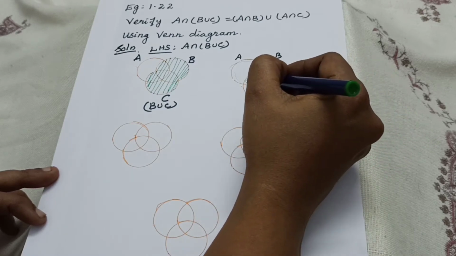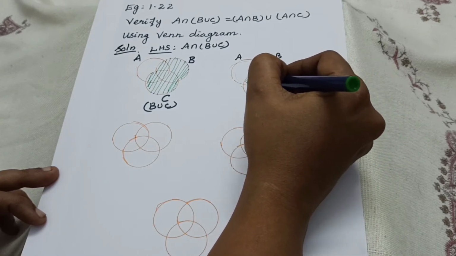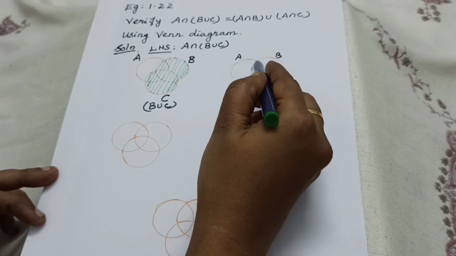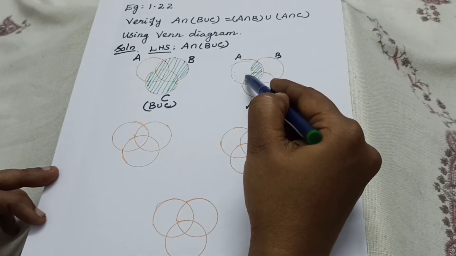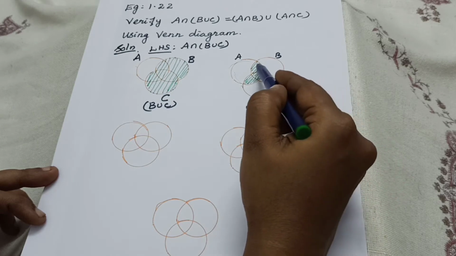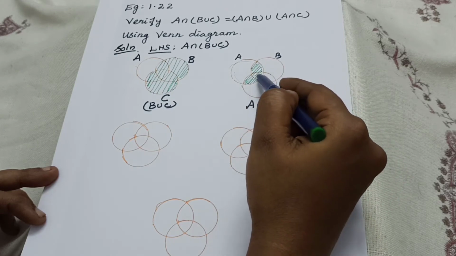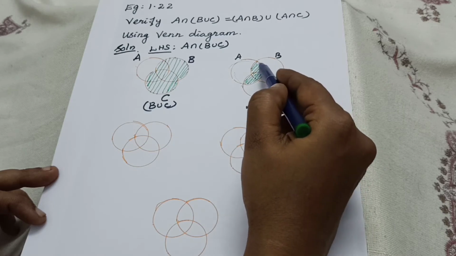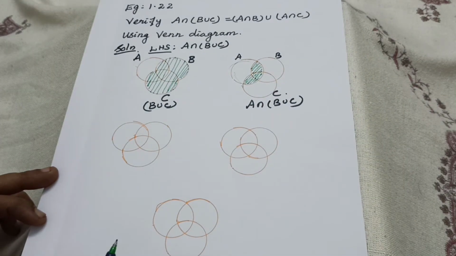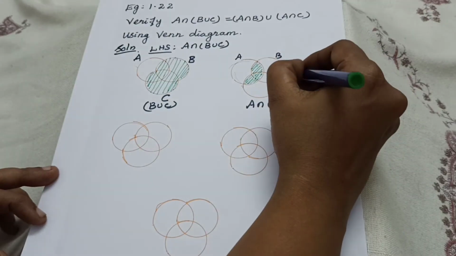Have you understood? Any doubt? A means this much area. Then B union C is this portion. These two common places, this area. Then this portion only it will come. Have you understood? That is equation number 1.